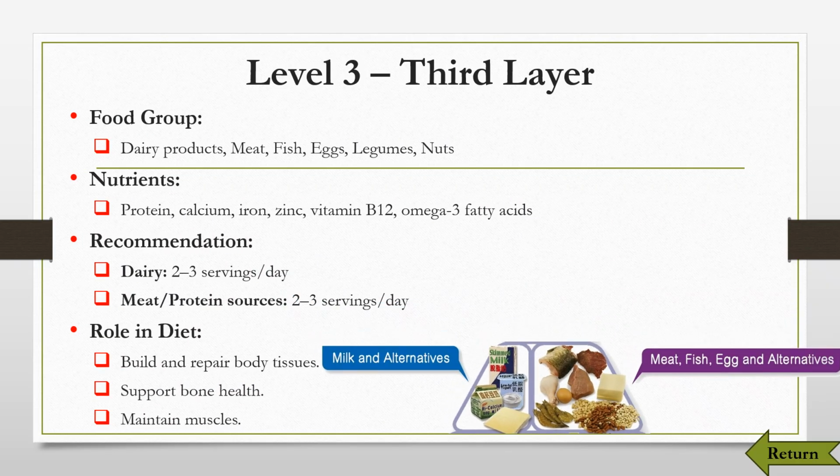Level 3 Third Layer. The third layer includes dairy products, eggs, meat, fish, legumes, and nuts. They supply proteins, calcium, and iron for strong muscles and bones. Recommendation: 2 to 3 servings of dairy and 2 to 3 servings of protein foods daily. So, a glass of milk in the morning and dal at night makes a healthy routine.